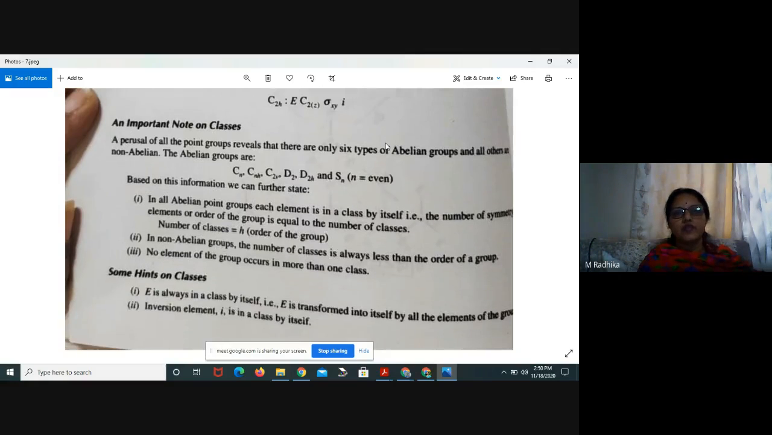Now we will see some important things in the classes. What are the things to be noted when we are talking about the classes?